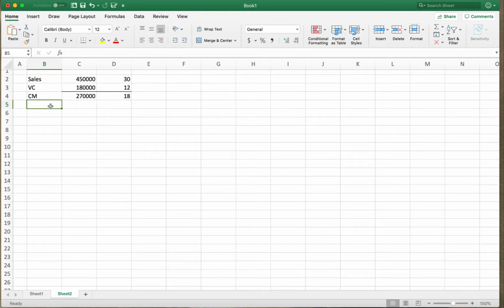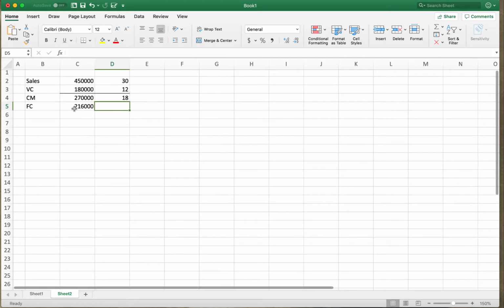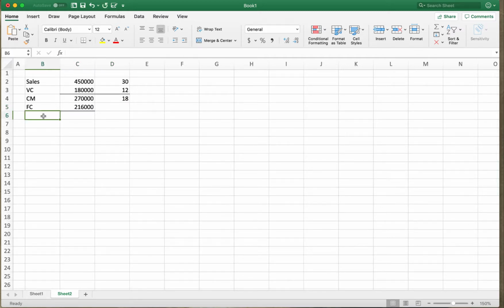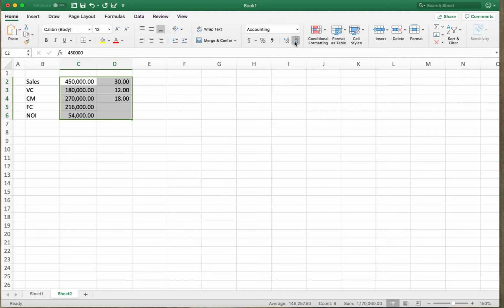They give us the fixed costs, which they tell us are $216,000. And they give us our net operating income in this example: contribution margin of $270,000 minus the fixed costs of $216,000 gives $54,000. Okay, and again, bear with me. Perfect.